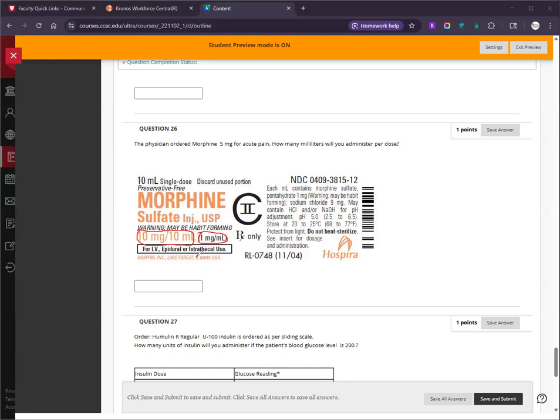And then you can see the order is for 5 milligrams. So you're not using the whole thing, you're only using half. So it's 5 milliliters.